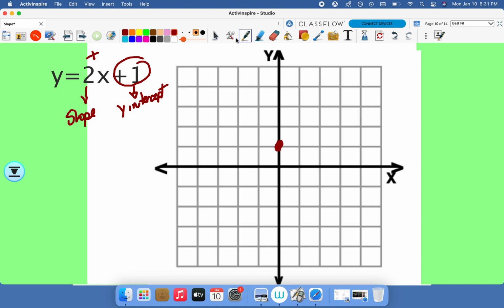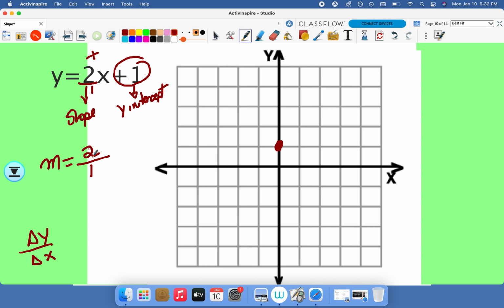All right, so how do we get the second point? Well, slope from the equation here, we know it's 2. But what is slope, right? Slope is the ratio, the difference, the change in y over the change in x, right? So that 2, if you're like, but there's no change in x, well, remember that 2 is over 1. Imagine there's a 1 there. So the change in x is 1.